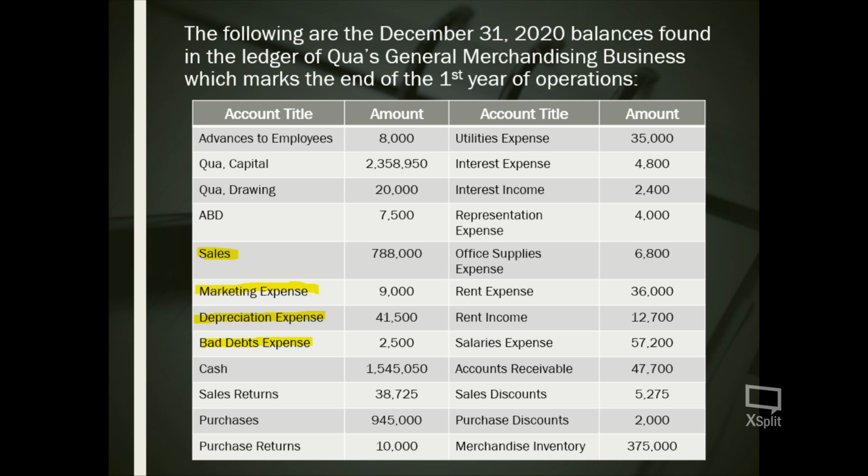Sales returns is a contra income account, contra sales, so kasama yan dapat. Purchases is an inventory account, so hindi. Purchase returns is a contra inventory, so hindi rin. Inventory is an asset kasi, okay? Utilities expense, kasama to. Interest expense, interest income, representation expense.